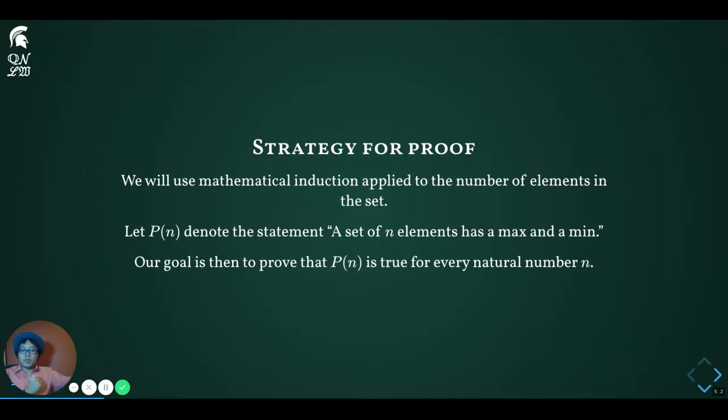This is a very general strategy to prove statements that hold for all non-empty finite sets. Every non-empty finite set has a cardinality that is a natural number. So we will rewrite the statement to one that concerns only sets of exactly n elements, and then run induction on n. Let P of n denote the statement, a set of n elements has a max and a min. We will use induction to prove that P of n is true for every natural n.